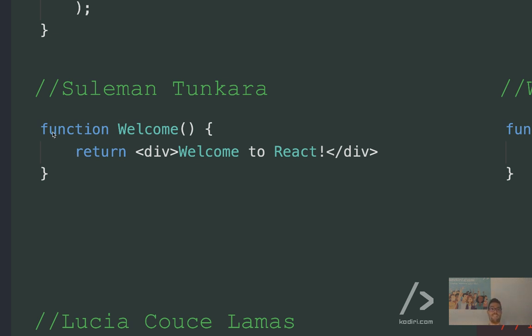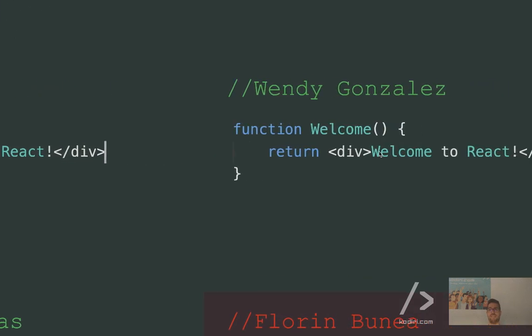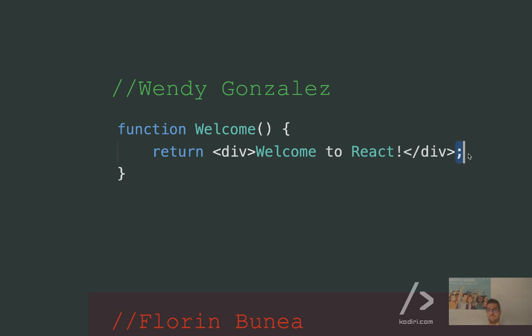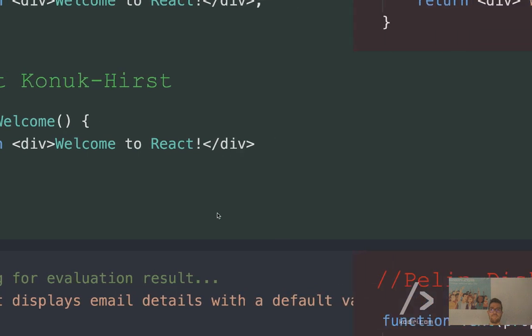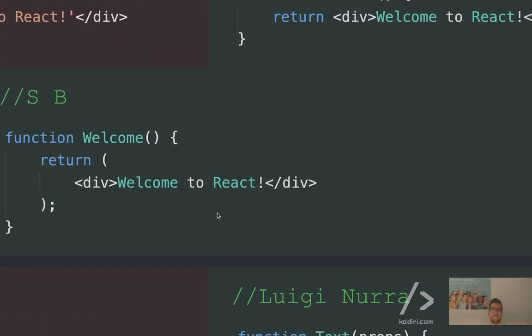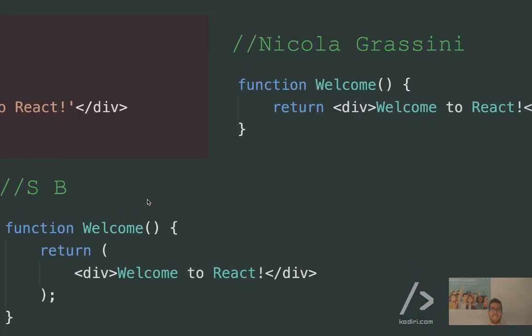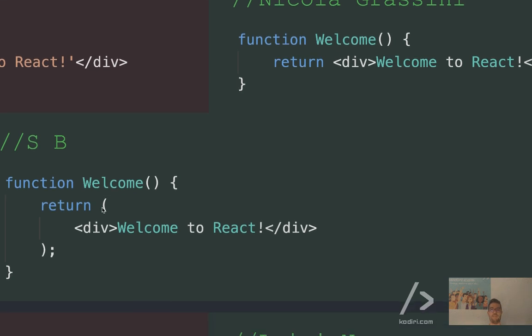Sule, remember, this is a JavaScript function, yeah? When you have a line like a return, you should put a semicolon at the end, like Wendy did. Yeah? And so, yeah, pretty much the same thing for everybody. Here we got an interesting pattern.